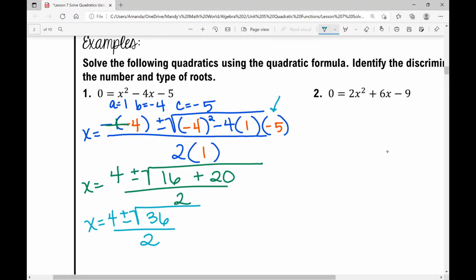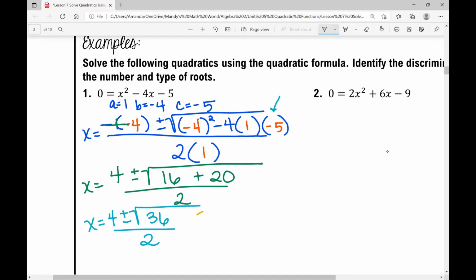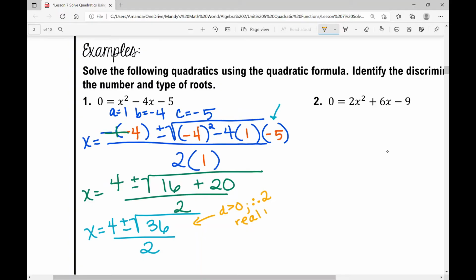Okay, so now I can see my discriminant is positive, right? And I'm actually going to write that down. The discriminant is positive. It's greater than 0. So what does that tell me? I'm going to have, therefore, 2 real roots.